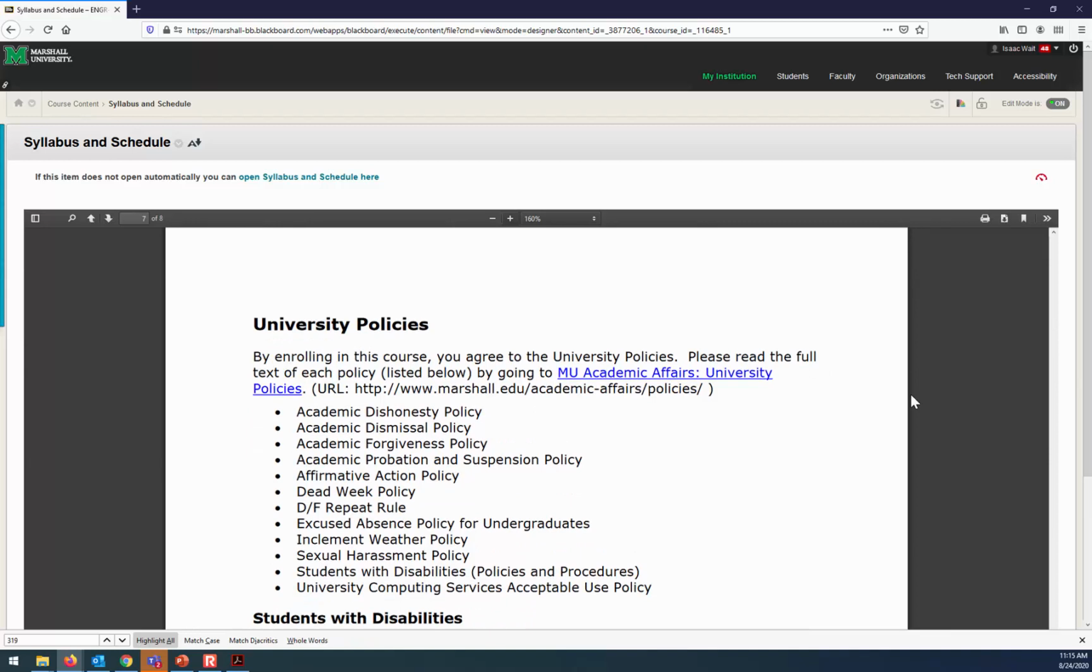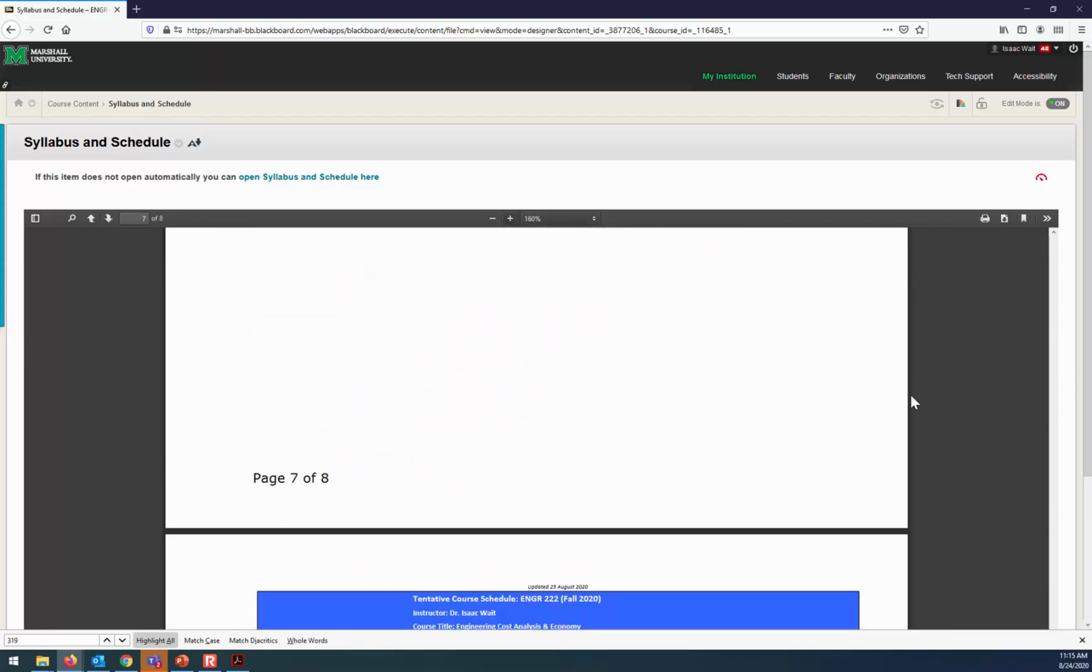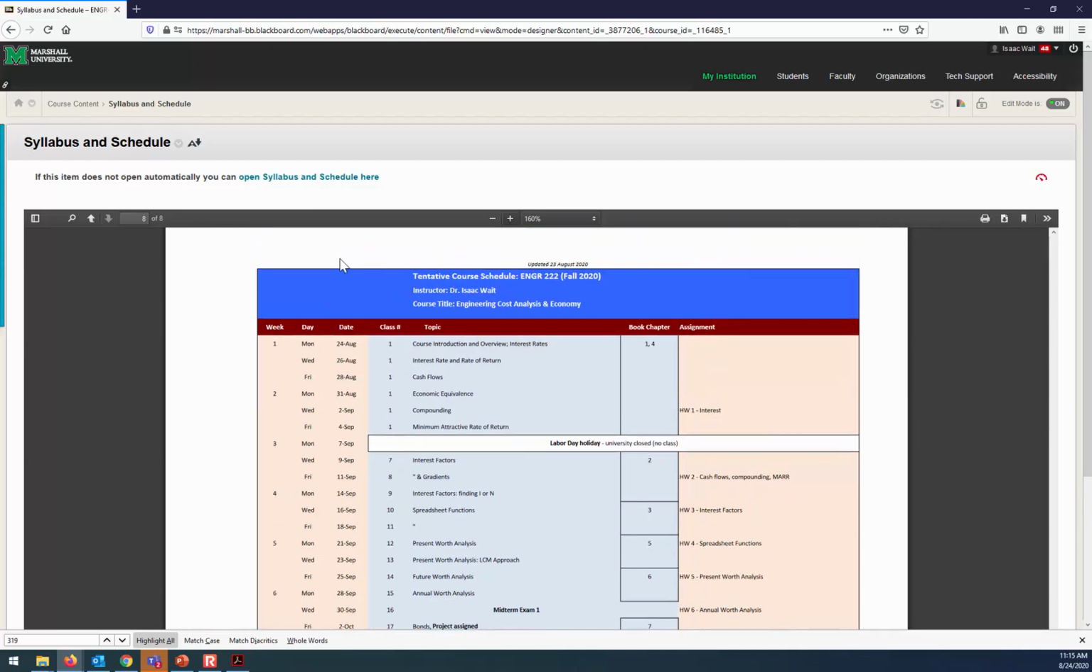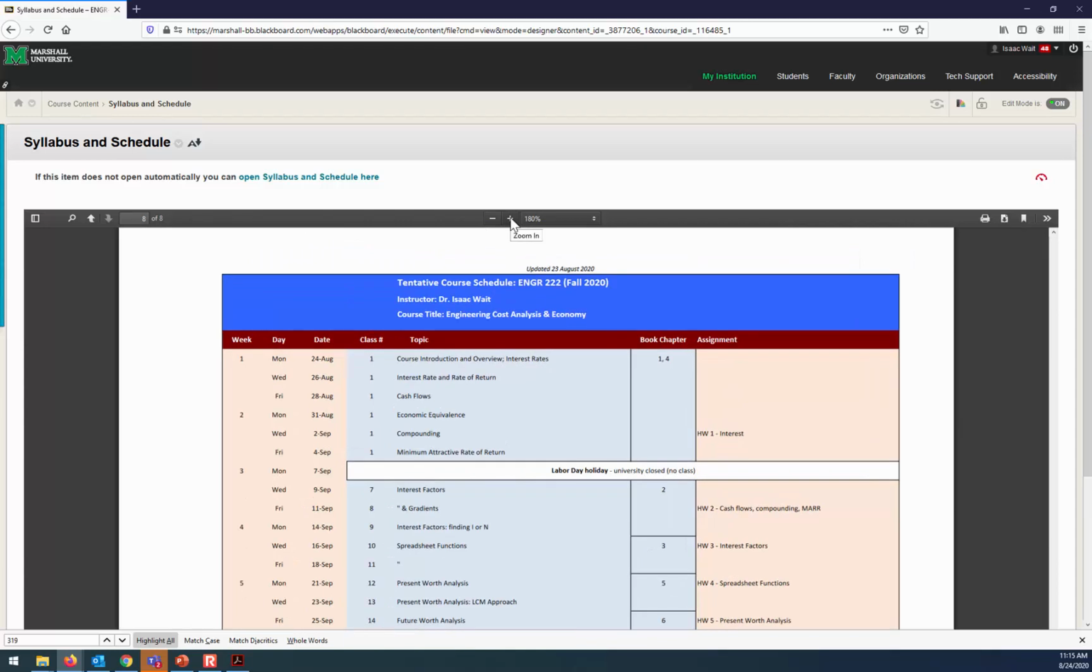Please make note of all the rest of these applicable university policies, and what I want to show you now is this course schedule. This is maybe the most important thing I'm going to show you today, because it has a list of each topic. Oh, I can see maybe the class numbers got messed up there. I'm going to have to make an adjustment to that. It should say class number 1, 2, 3, 4, 5, 6, and so on.